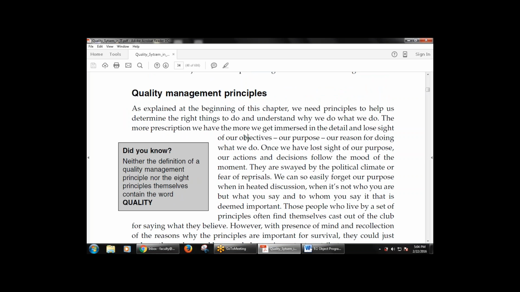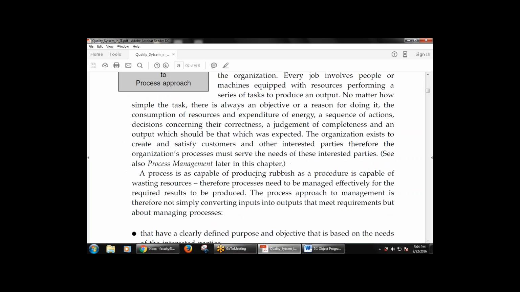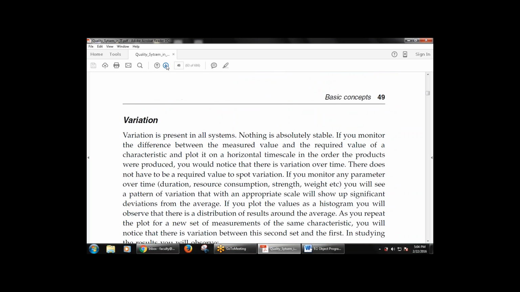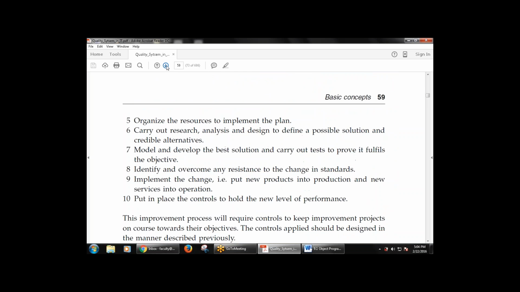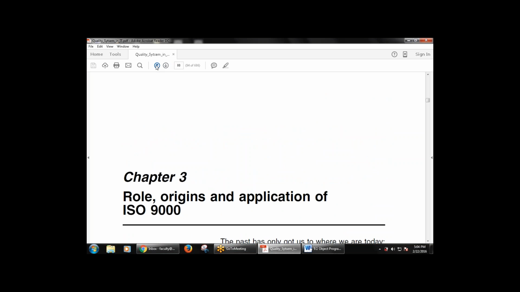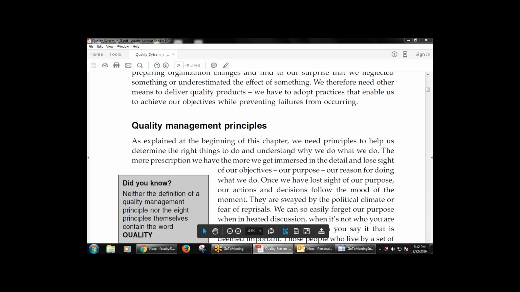Now, what are the various quality management principles that we are following? So these are the various quality management principles. As explained at the beginning of this chapter, we need principles to help us determine the right things to do and understand why we do what we do. That means why we are doing something, and what the various rules and regulations are.